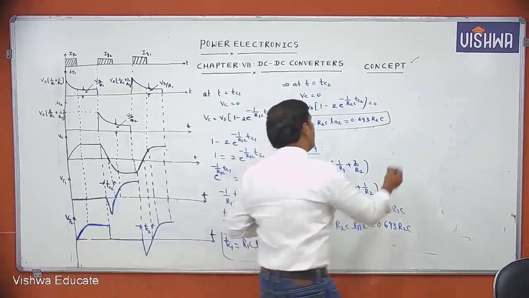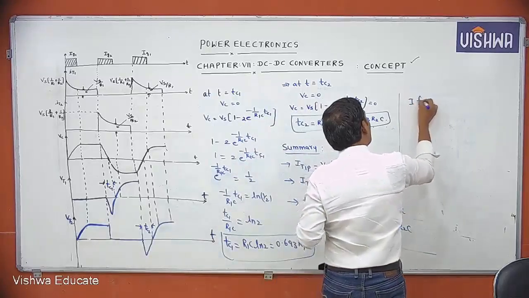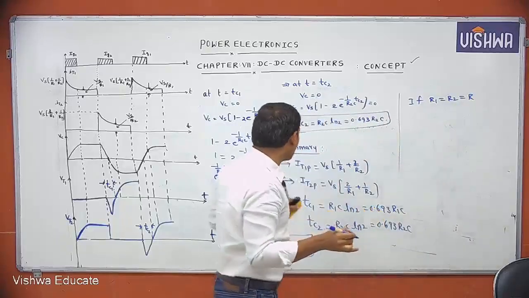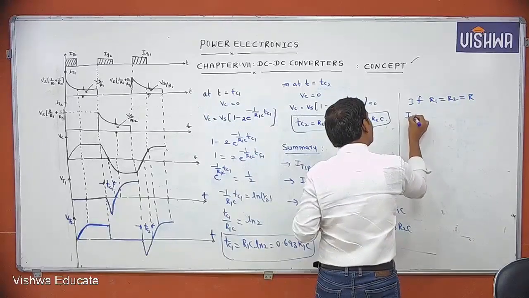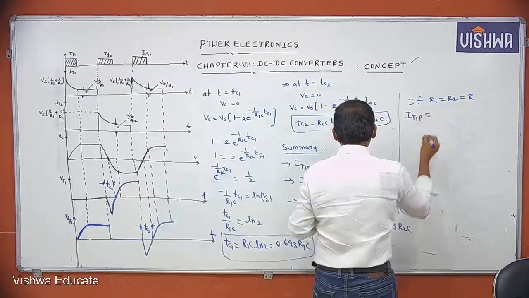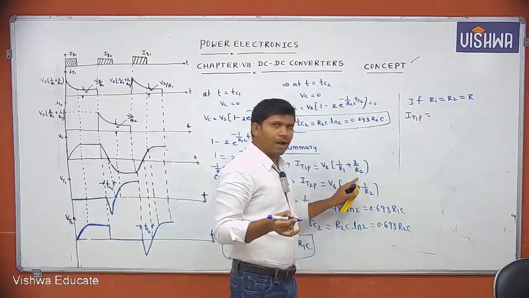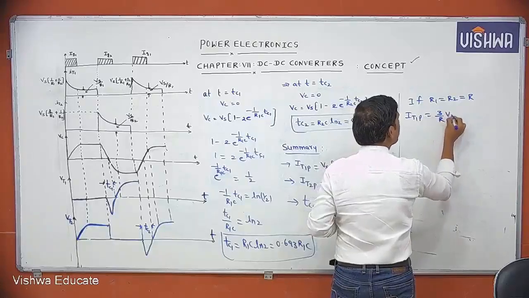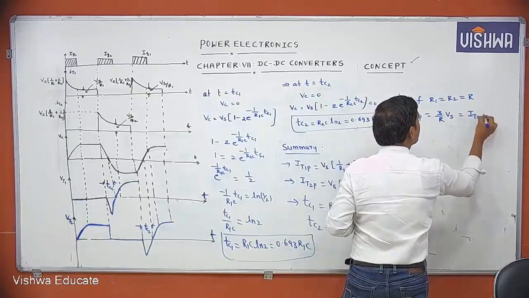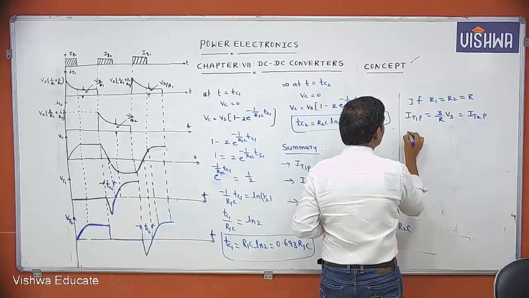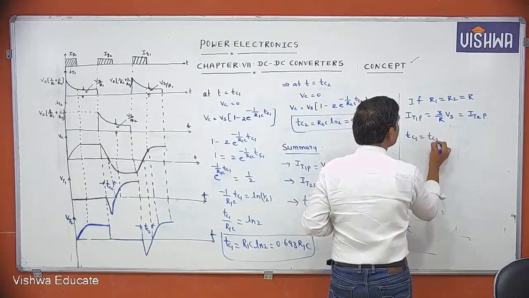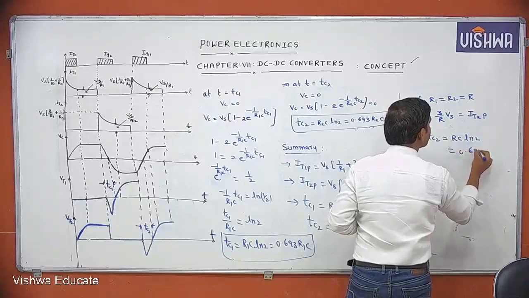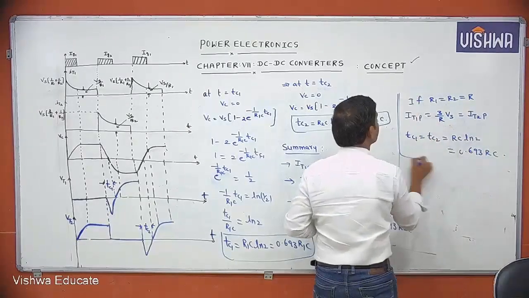For example, if R1 equals R2 equals R, then what is the peak value of current? IT1P equals 1 by R plus 2 by R, which gives 3 by R into Vs. That is IT2P as well, both are equal. Then TC1 equals TC2 equals RC into ln of 2, that is 0.693 RC. These are the special cases.